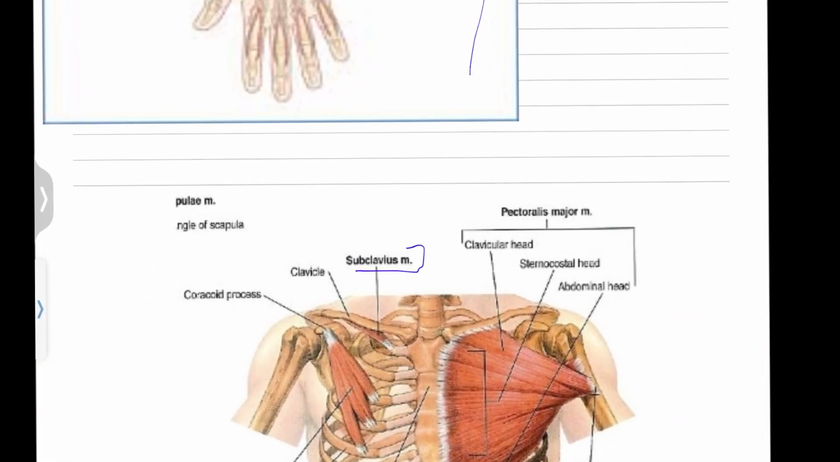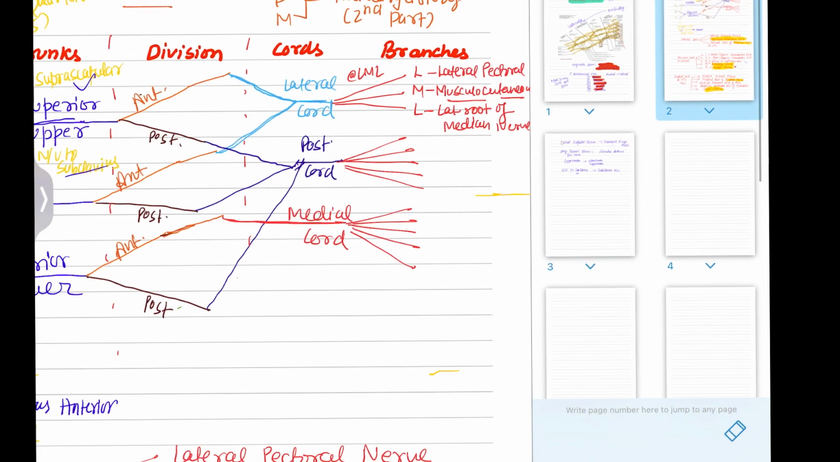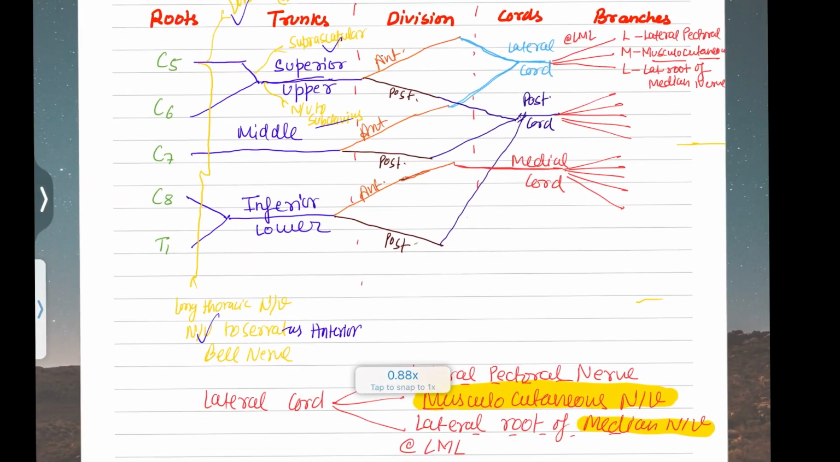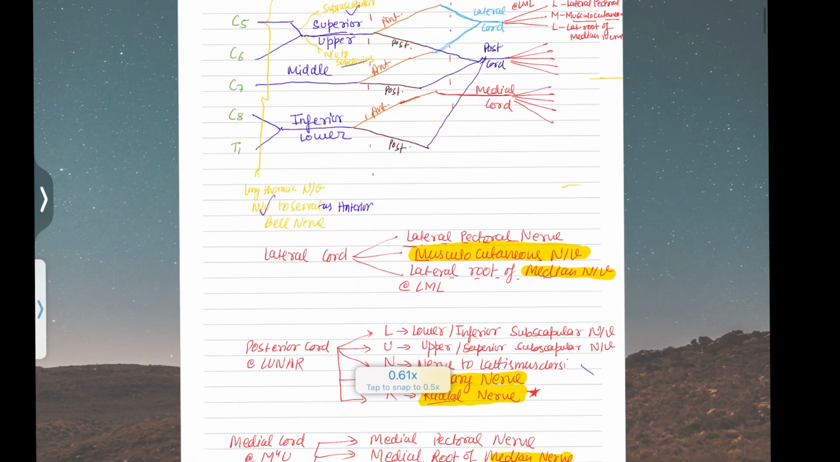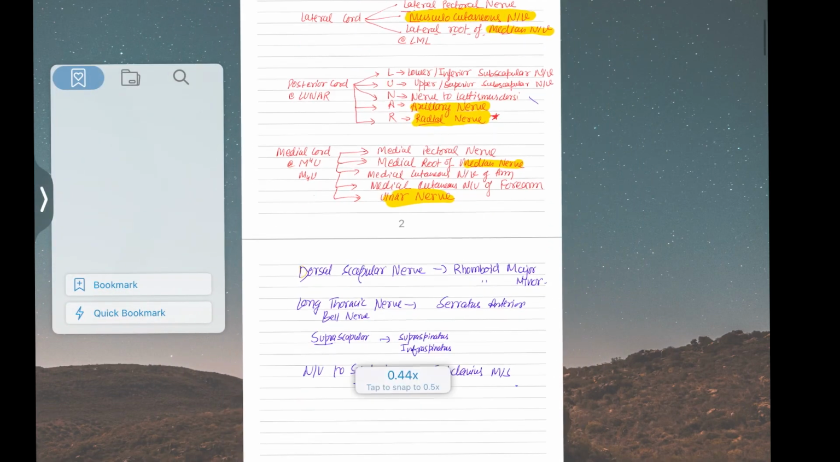Okay, see, this is the subclavius muscle just beneath your clavicle. Let me go again to my diagram, and then we'll be moving forward towards the cord. So let us first finish the lateral cord. So we have the lateral pectoral nerve.